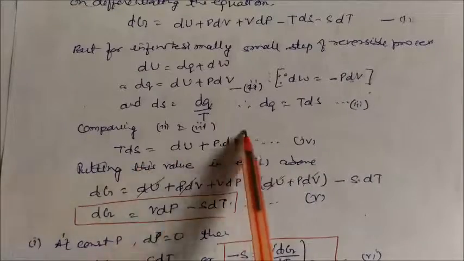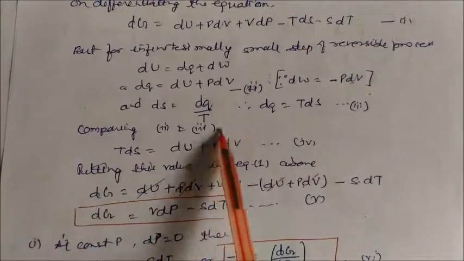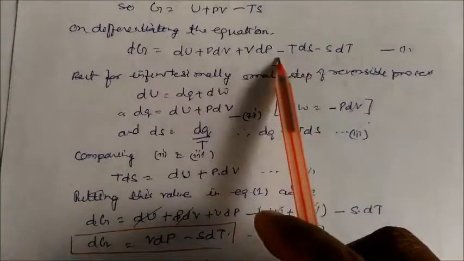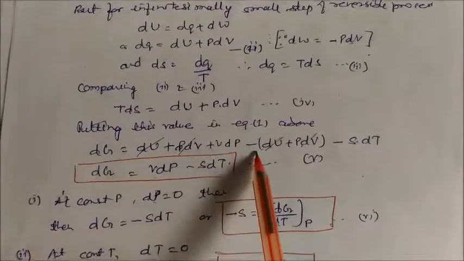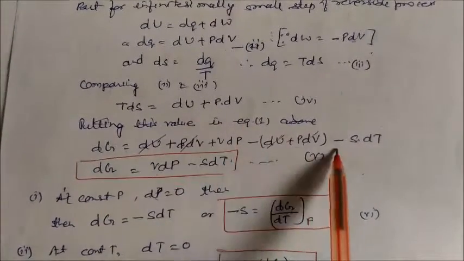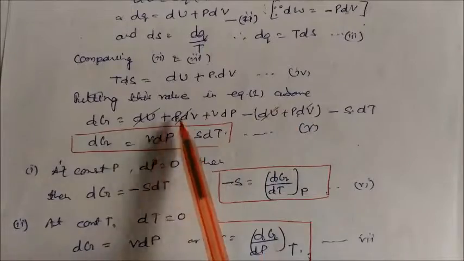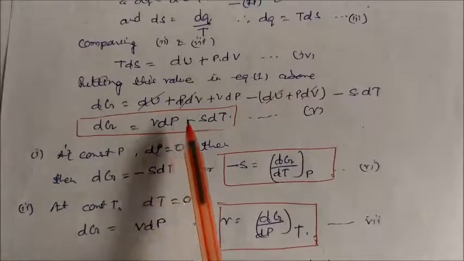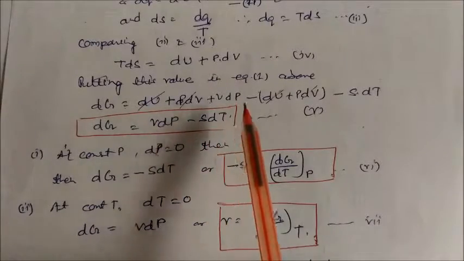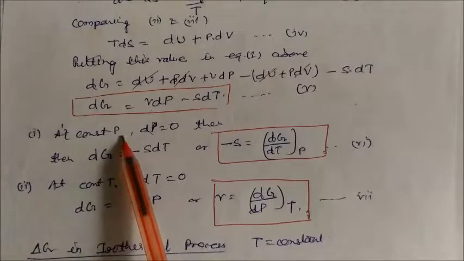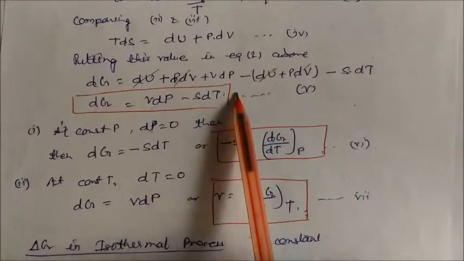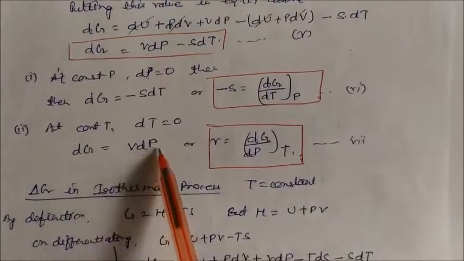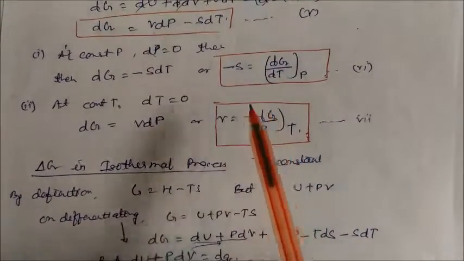Now this T dS value we can put in equation 1. So you can see dU plus P dV, V dP, and this becomes dU plus P dV, minus S dT. By cancelling these terms, you will finally get this relationship: dG is equal to V dP minus S dT. Now if the pressure is constant, then dG is equal to minus S dT. And if the temperature is constant, we can write dG equal to V dP. Both equations are very, very important.